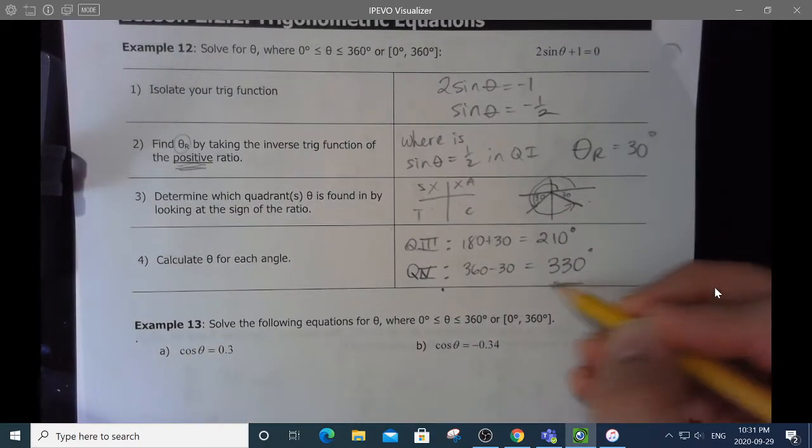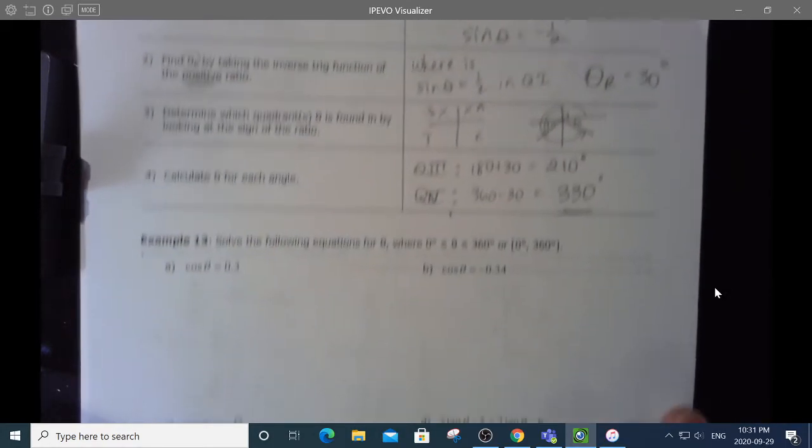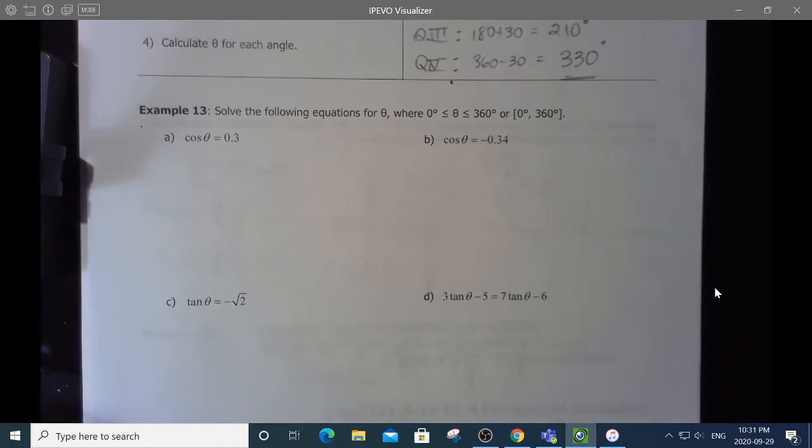There you go. Those are my two answers. All right. Why don't you try these three examples, but I'm going to give you a hint. The hint is that I don't think you can use a calculator for any of these. At least I don't. Let me look at it carefully.